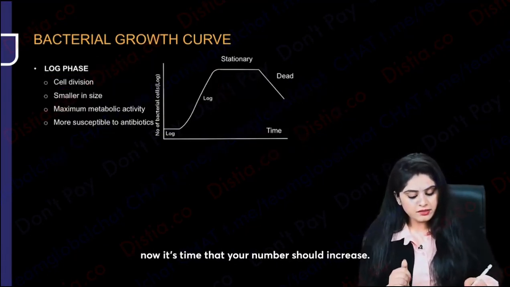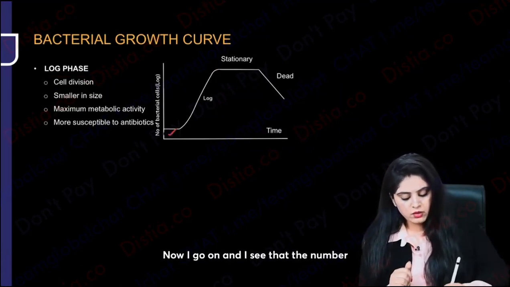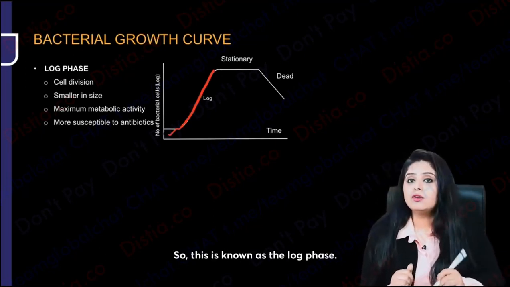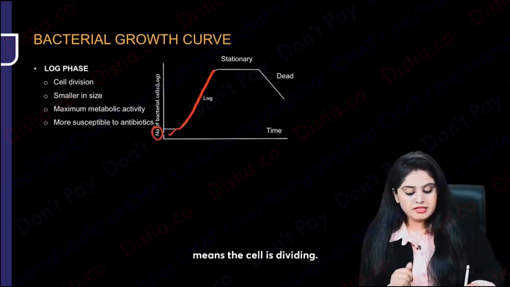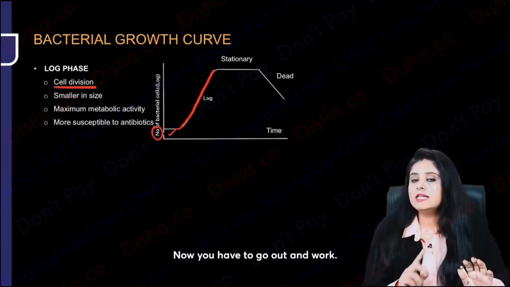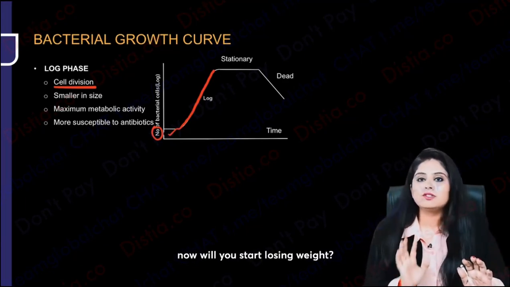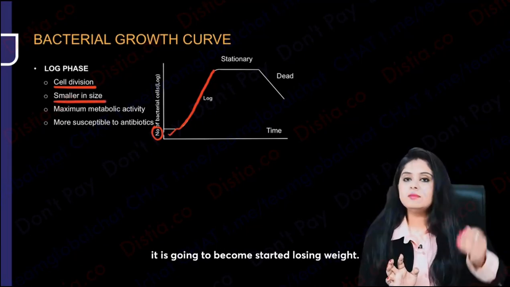After the lag phase, now it's time that your number should increase. So lag phase ho gaya. Now I go on and I see that the number is going to increase. So this is known as the log phase. Now please note, log phase means I can see the number increasing, means the cell is dividing. So tell me, lockdown khatam. Now you have to go out and work. If you have to go out and work, now will you start losing weight? Of course. So as it starts dividing, it is going to start losing weight.